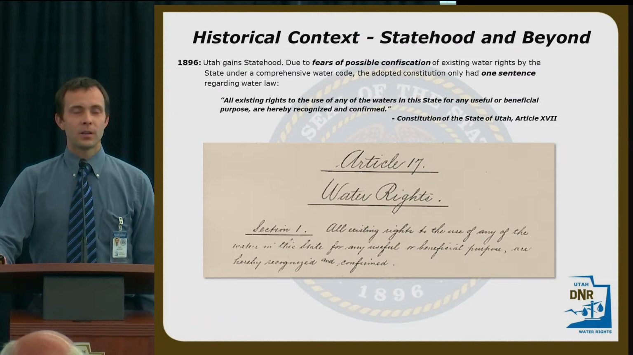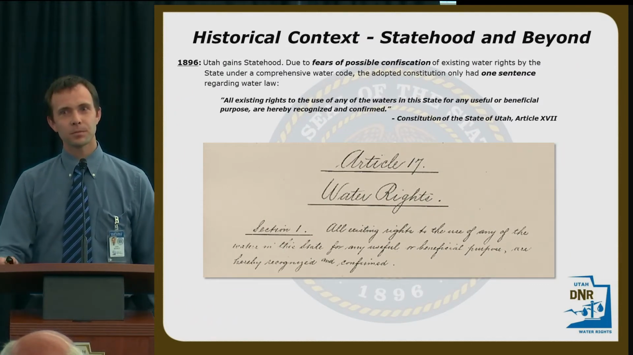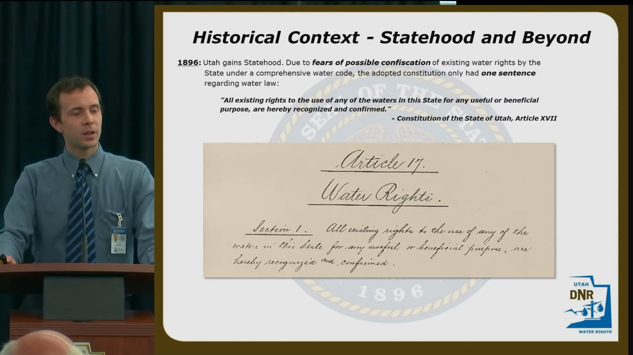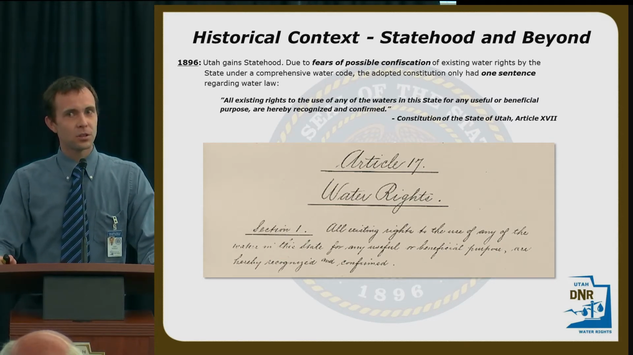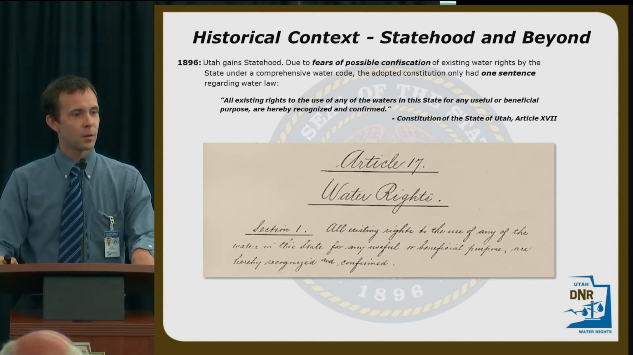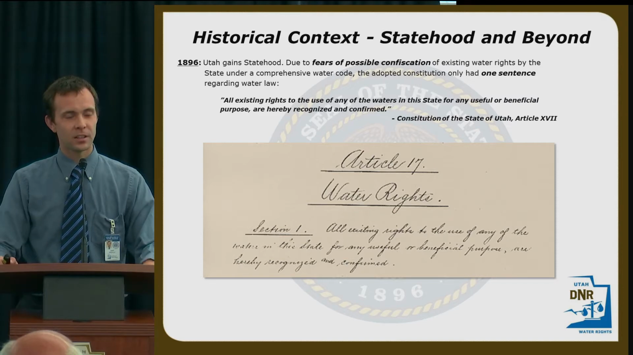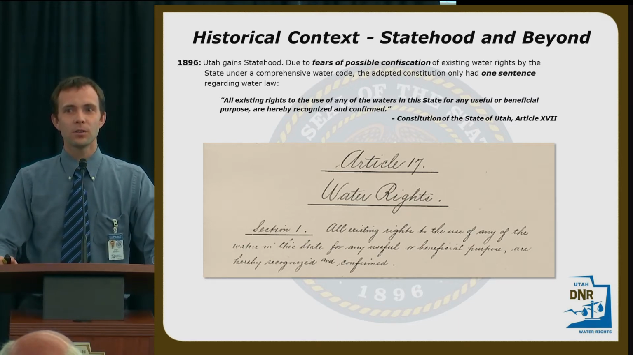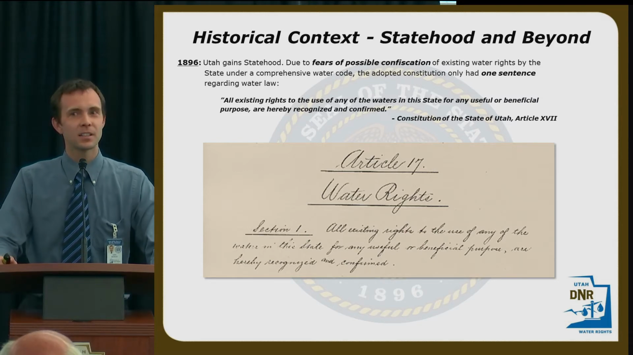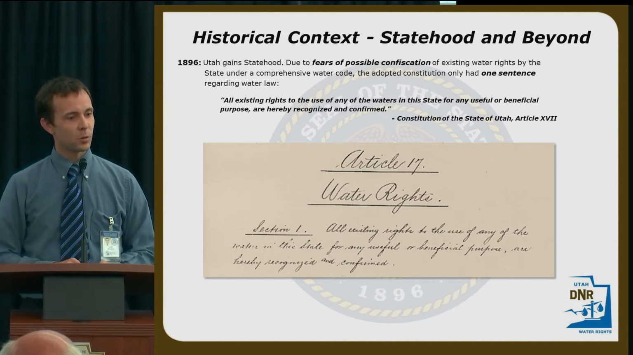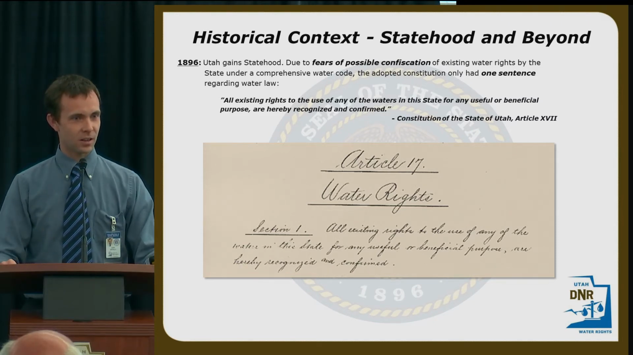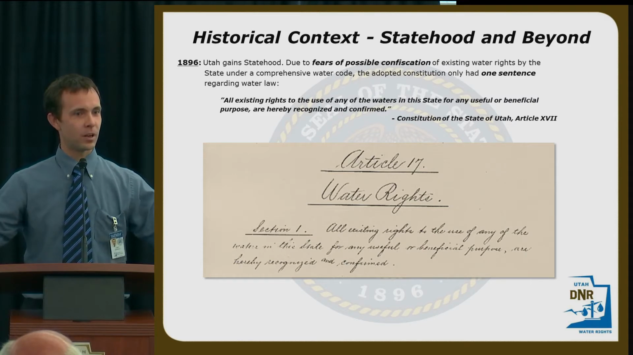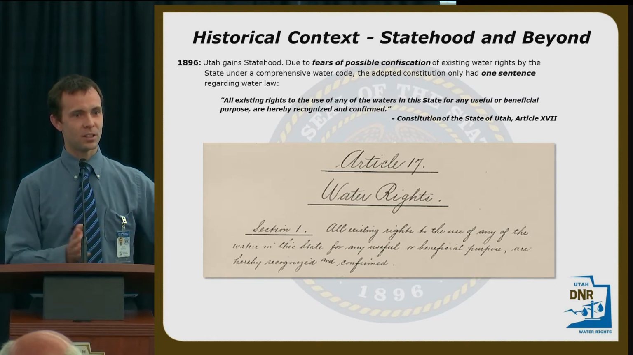So now we move into where we gained statehood in 1896. When we entered statehood, the Constitution was drafted with a very brief provision in it stating that all existing rights to the use of any of the waters in this state for any useful or beneficial purpose are hereby recognized and confirmed. So the Constitution was very broad, very generic, and it just said, whatever water rights there are, they still are. We're not doing away with water rights now that we're a state. It's just everything that's already been established continues.